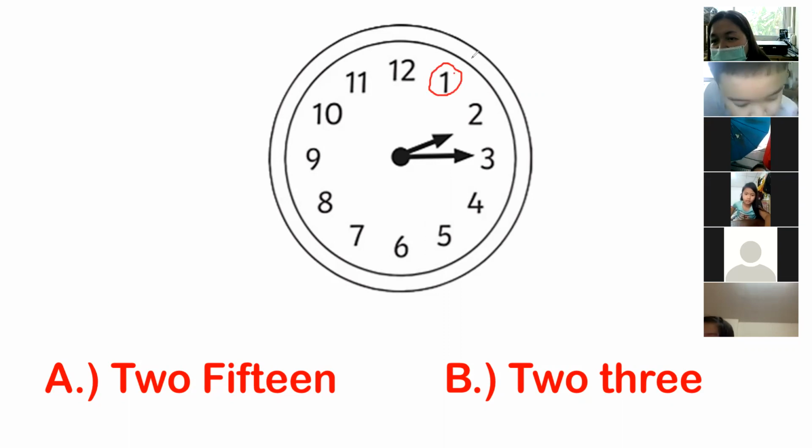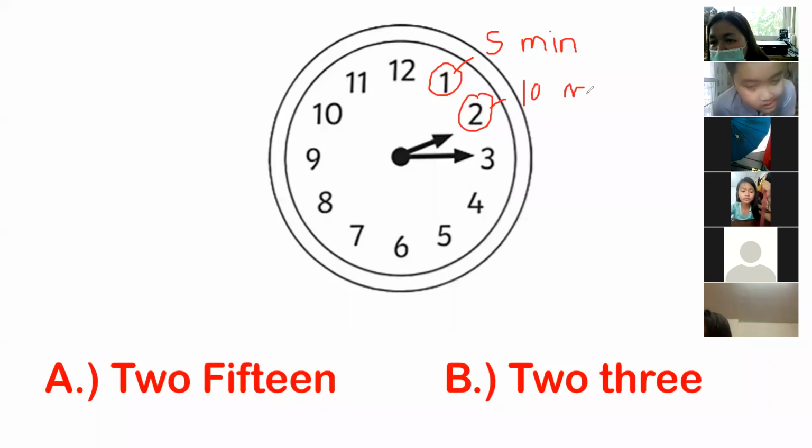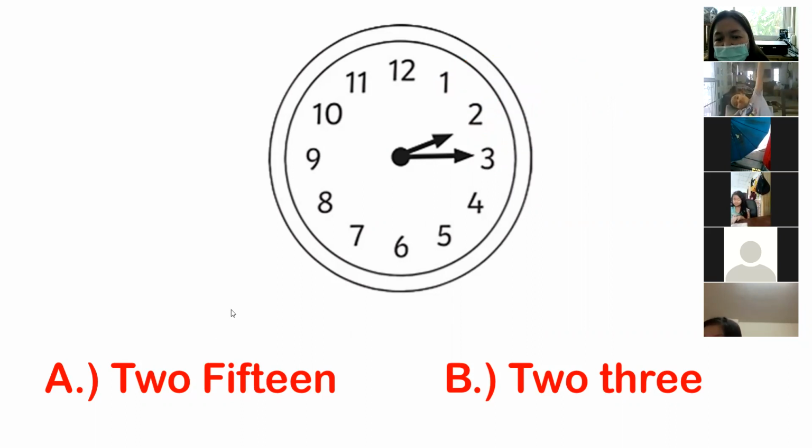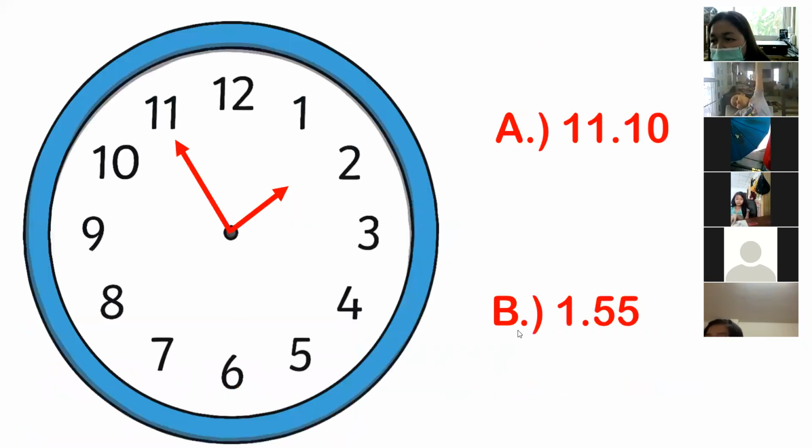So 1 stands for 5 minutes. 2 is 10 minutes. 3 is, Anda, if 1 is 5 minutes, 2 is 10 minutes, 3 is 15 minutes. So the correct answer is letter A, 2:15. Okay, so it's 2:15. Next.